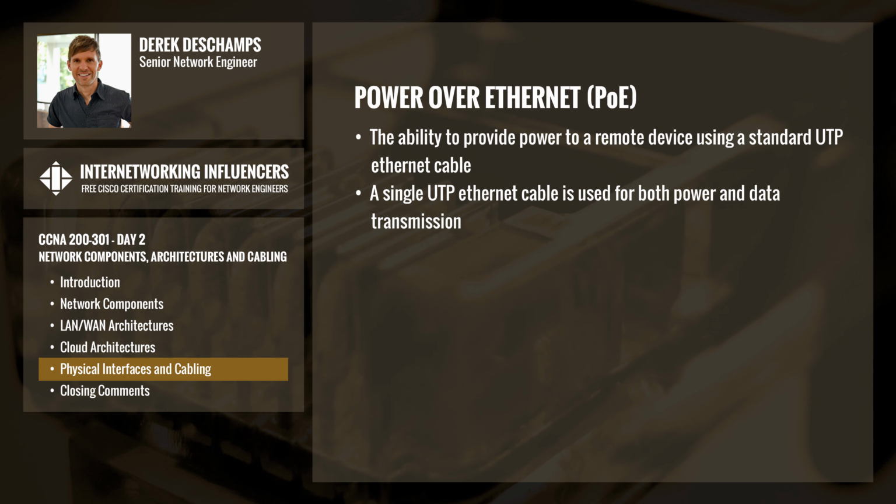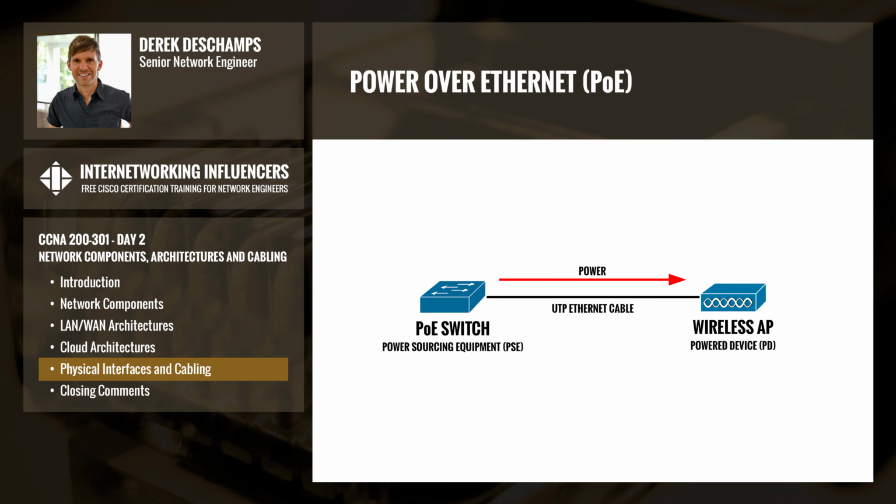Power over Ethernet, or PoE, is the ability to provide power to a remote device using a standard UTP Ethernet cable. With Power over Ethernet, a single UTP Ethernet cable is used for both power and data transmission. For example, a PoE-capable switch can be used to provide power to a device, such as a wireless access point, IP camera, or IP phone, using the same UTP Ethernet cable that is used for data. This allows the device to be installed in a location where a power point is not accessible.